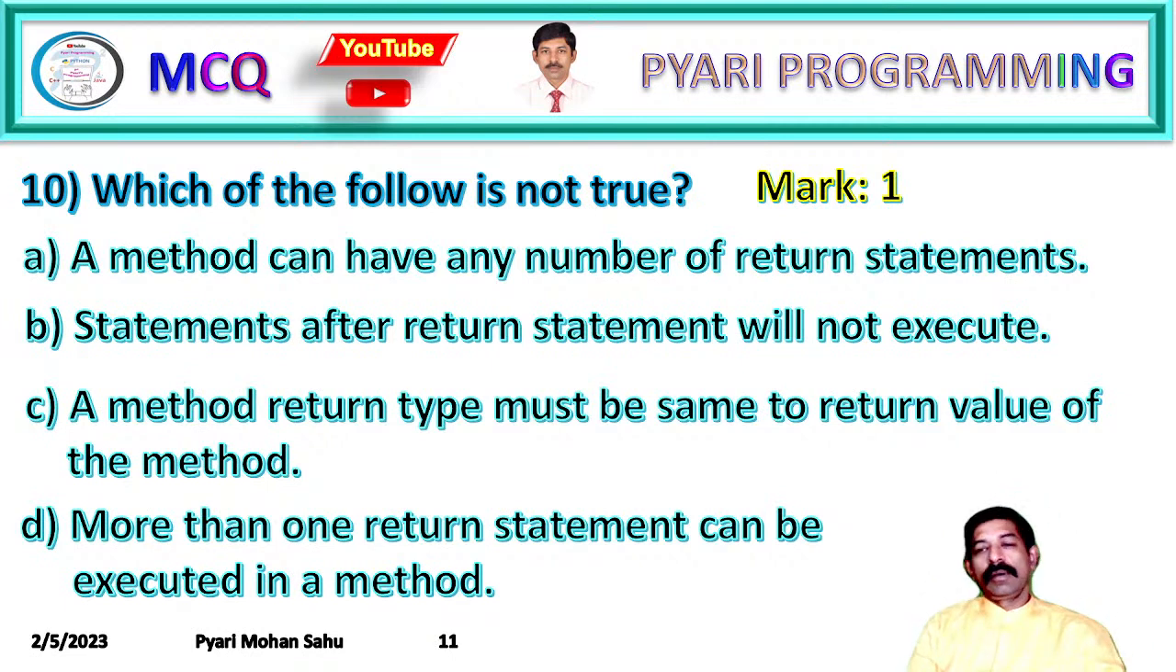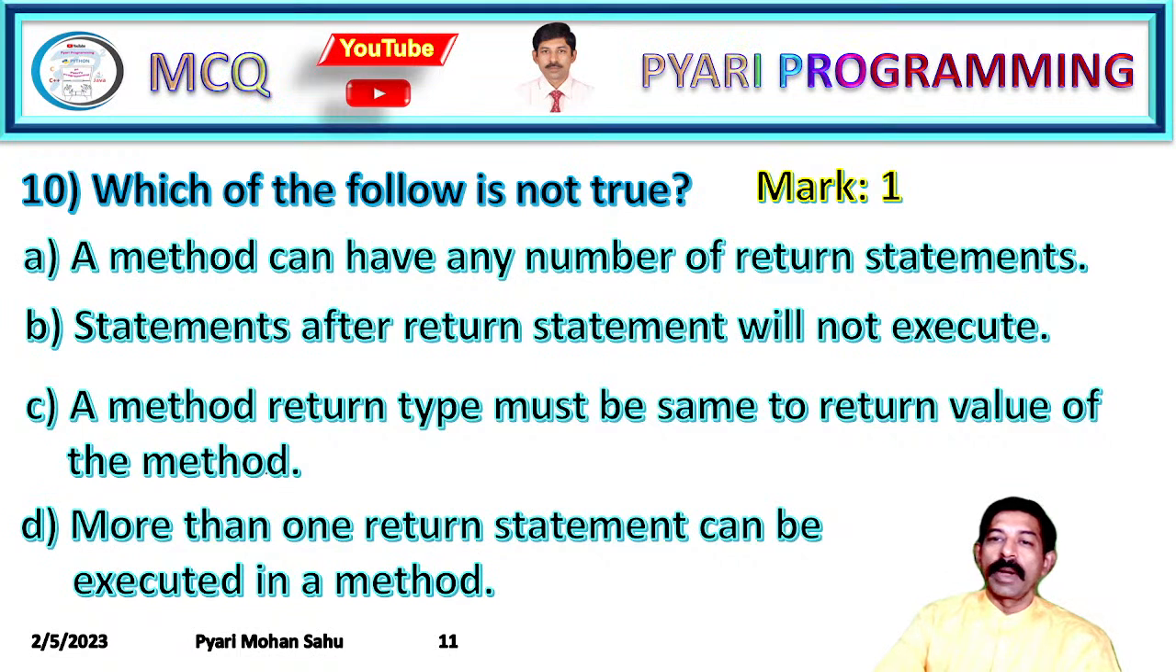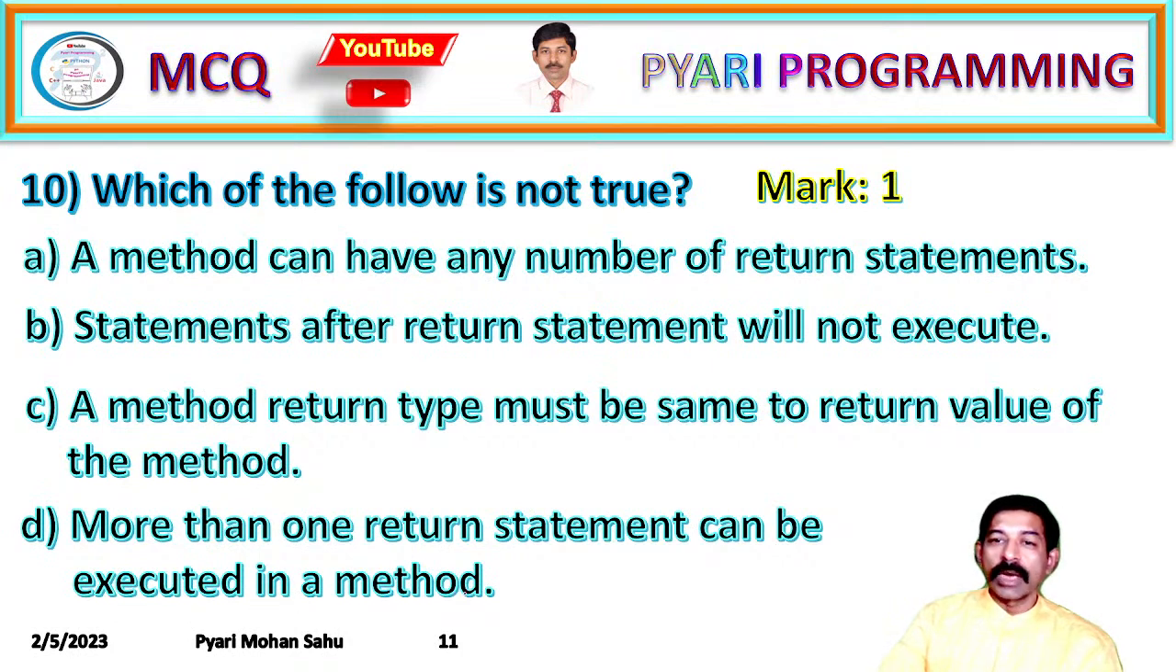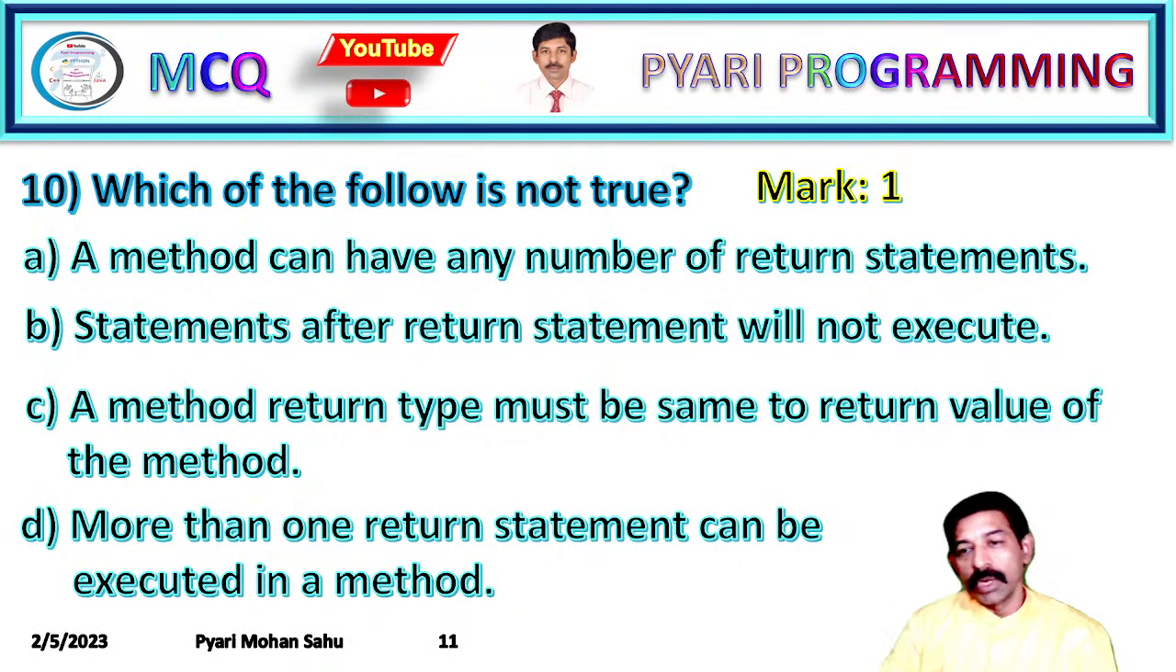Good. This is the correct answer. All methods can have any number of return statements. Can we have more than one return statement? Yes, we can have more than one return statement. Next is that the statement after a return statement will not execute. Obviously, when I'm executing a return statement, it takes the control to the method call. So the statements written after the return statement are not going to execute. So this is also correct.